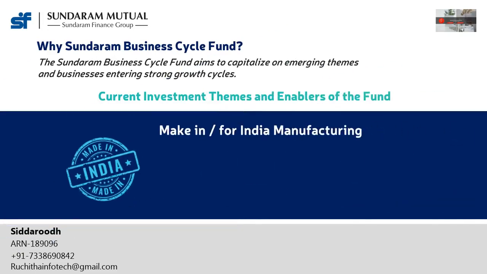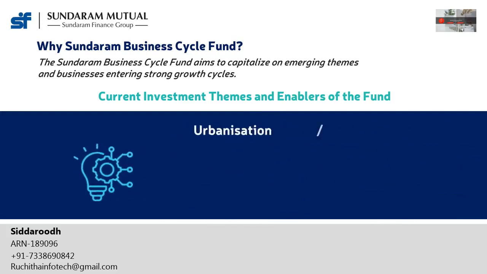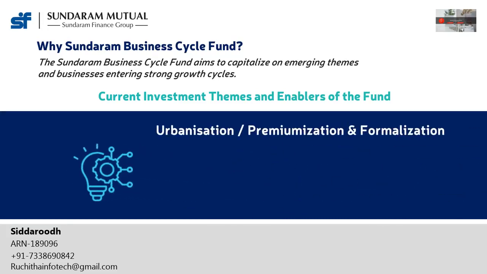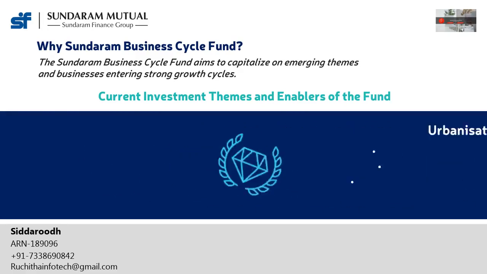Manufacturing enablers include Product-Linked Incentive, PLI, scheme, China Plus One, import substitution and government capex. Urbanization, Premiumization and Formalization enablers include rise of Tier 2 and Tier 3 cities, a growing appetite for aspirational brands, and quality infrastructure driven by rising disposable income.